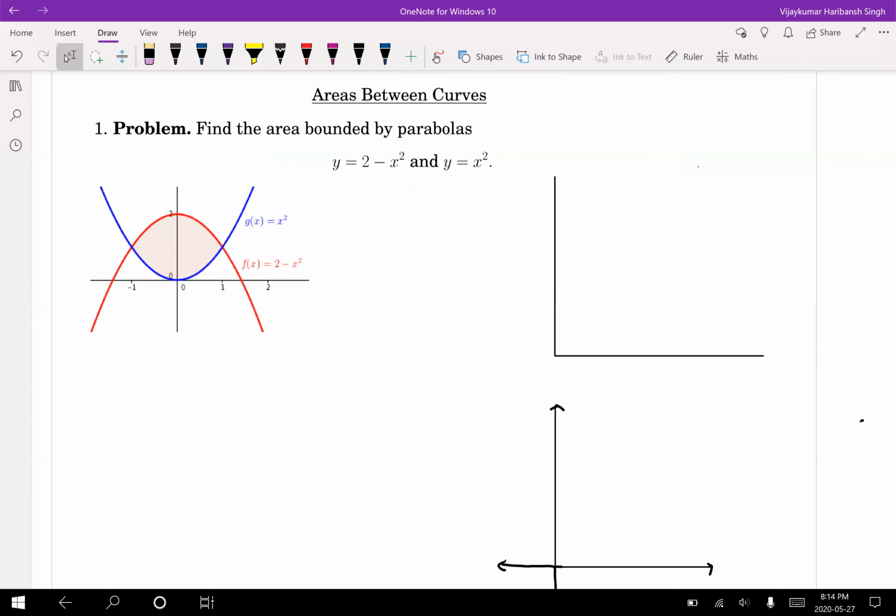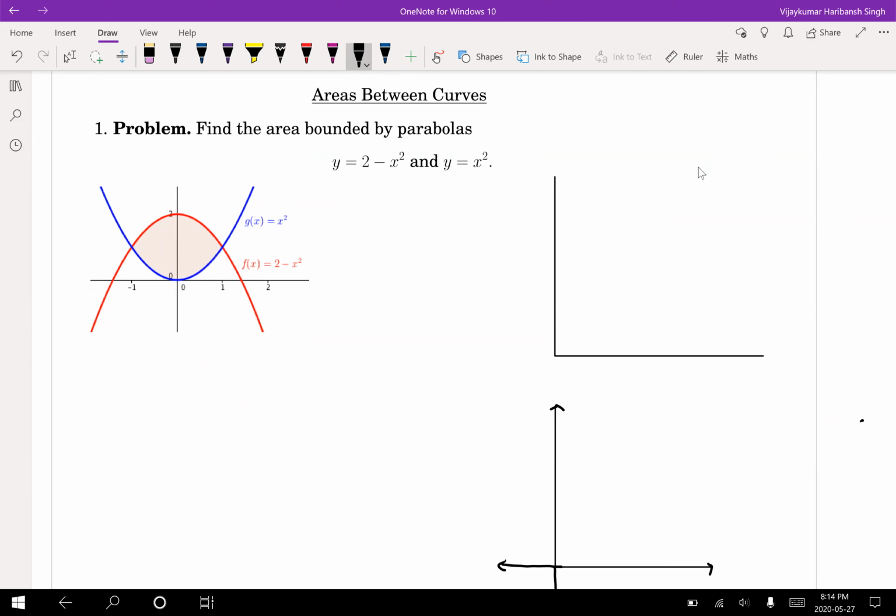So for motivation, let's try to see how to find the area between these two parabolas, where one parabola is given by y equals 2 minus x squared, which is the one colored in red, and y equals x squared, which is colored blue. So the area between these two curves is basically this shaded region, and we want to find out what the area between these two curves is.